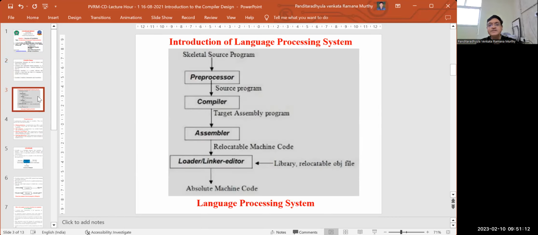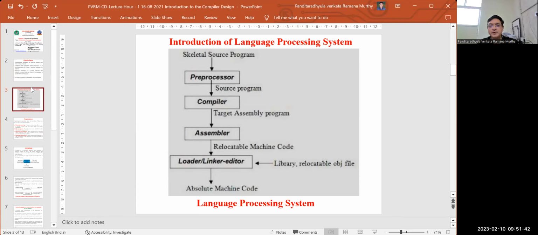Here we'll see what the language processing system contains, and in what way it converts a high-level language into a low-level language in terms of zeros and ones. Here is the skeleton. The language processing system contains a source program. A skeletal source program will be given to the preprocessor of the system.